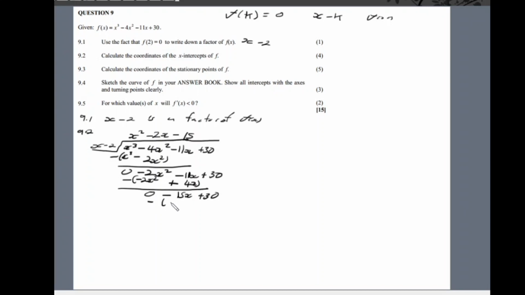I'll have minus 15x plus 30, right? And then I subtract. I'll have minus 15x plus 15x, which is 0. I'll have 30 minus 30, which is 0. Therefore x squared minus 2x minus 15 is also a factor of f of x, right? So x squared minus 2x minus 15 is a factor of f of x. Okay, so I'll use that to calculate my x-intercepts, right?